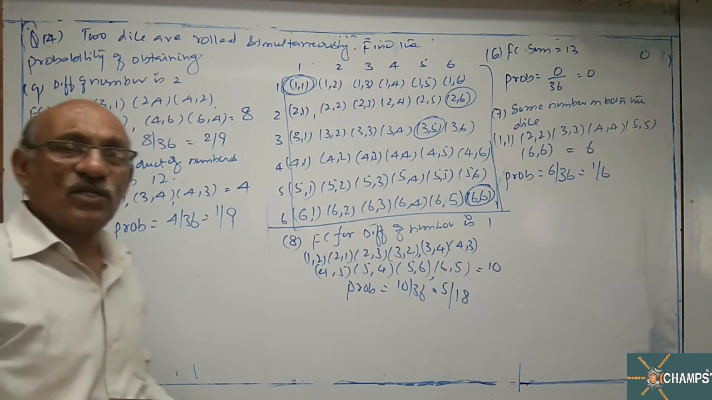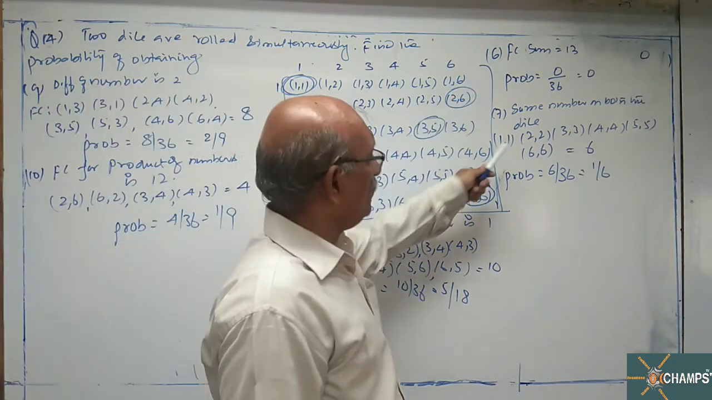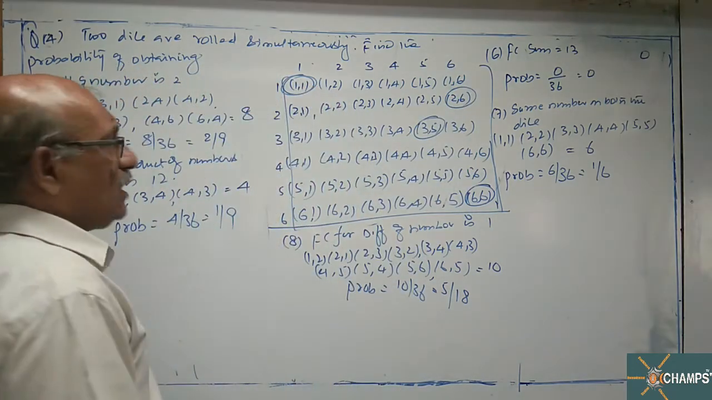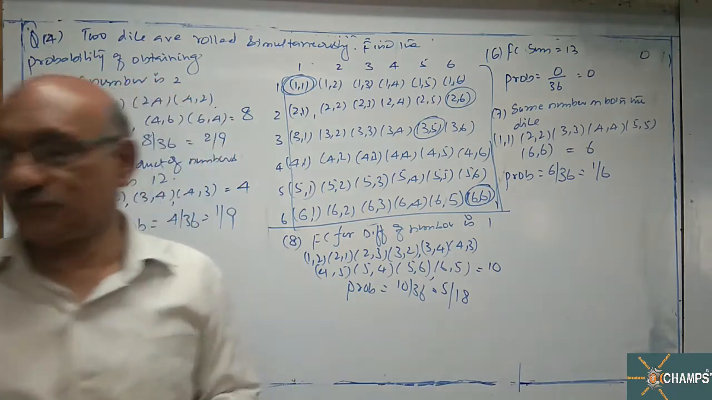Okay, sir. These are the solutions to 10 questions. So 6, 7, 8 are over here, 9, 10. Note down 9, 10 also.